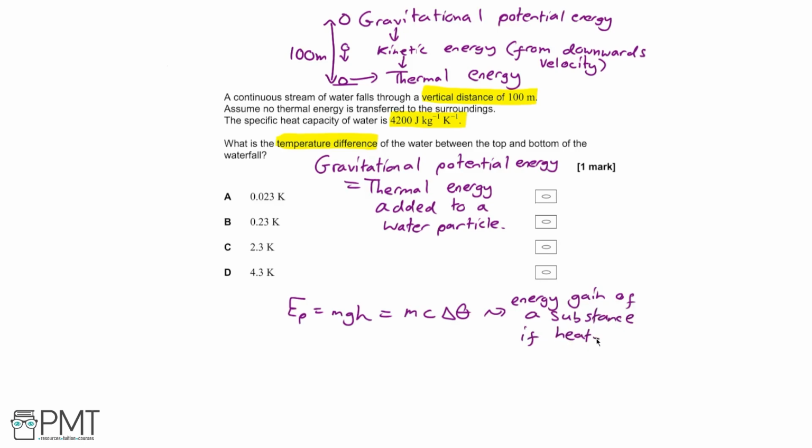So just to define the symbols in these equations, m is the mass of the object that's falling, or the mass of the object that's being heated. G is the acceleration due to gravity, and h is the height through which the water particles fall, which in this case is 100 meters. C is the specific heat capacity, in this case of water, and this tells us how much energy we need to heat 1 kilogram of the water by 1 Kelvin, and delta theta is the temperature change.